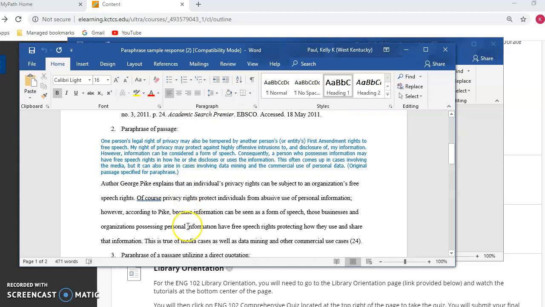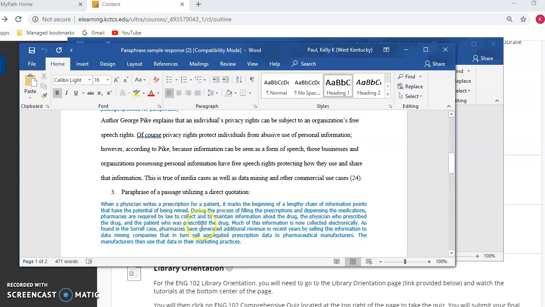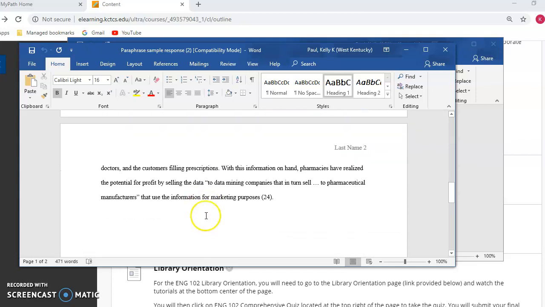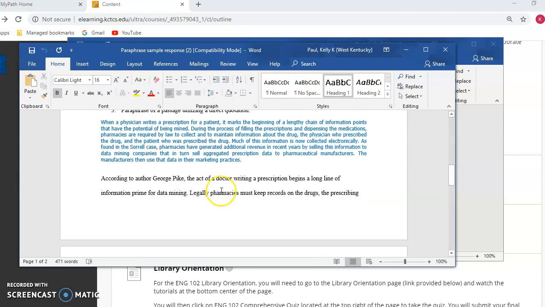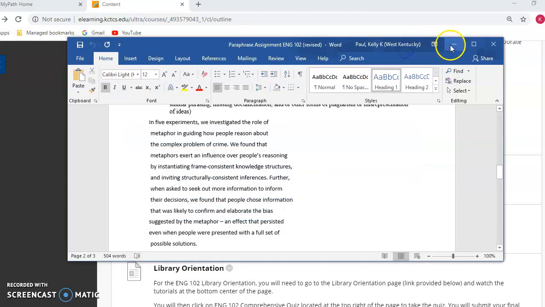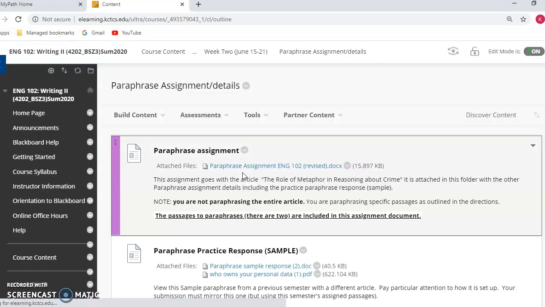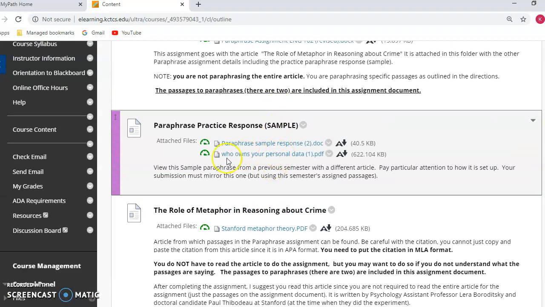This would be a sample paraphrase. This was the original, and this is the paraphrase. Okay, and then this part is the original, and this part is the paraphrase. So again, this is just the sample, and you'll want to actually click on where you would find that sample, and that would be right here. So if you want to read the actual article to which the response goes to, you can, but be sure you take a look at the sample before you move forward.